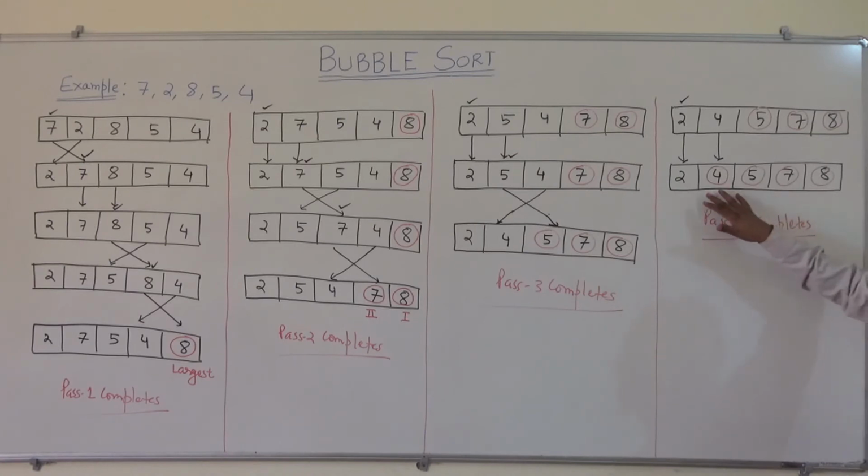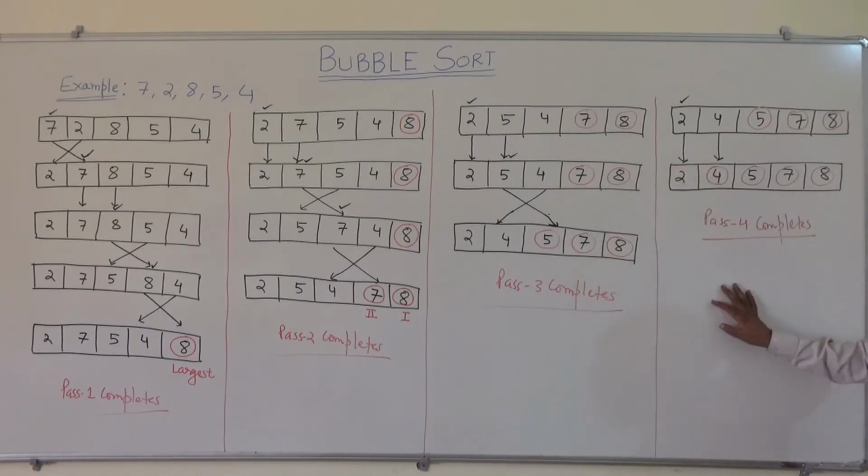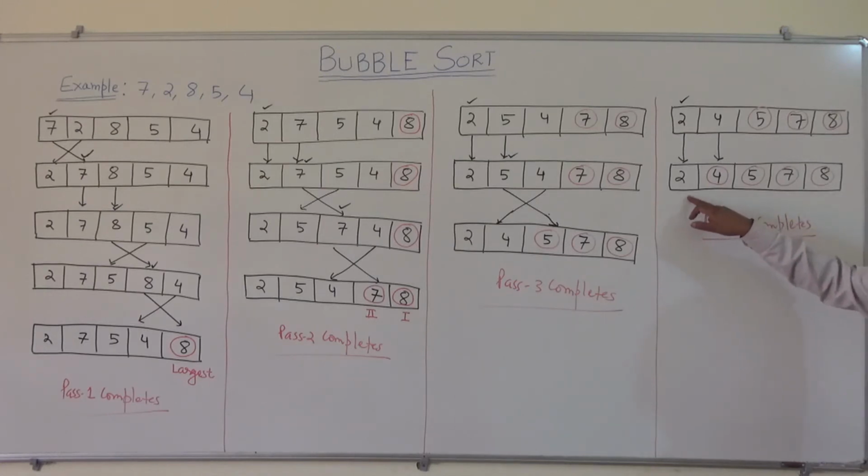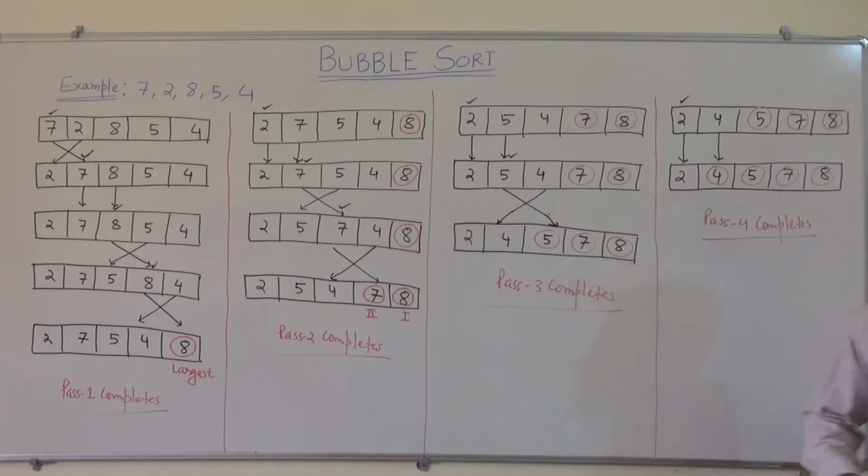In 4 passes all the elements are sorted, because in this pass 4 we are getting the fourth largest, this is 4, only this is remaining and this is already sorted. So we can say we have applied this bubble sort, and we were having the elements of the unsorted array 7, 2, 8, 5 and 4, and we have sorted this. So the final sorted array contains the elements 2, then 4, then 5 and 7 and then 8. In this way we have applied this bubble sort algorithm.